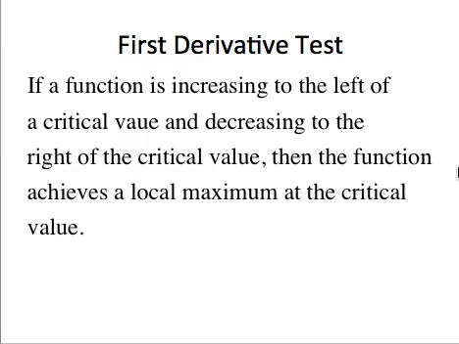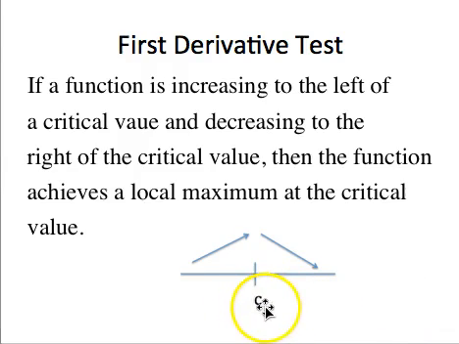So here's our first derivative test. If a function is increasing to the left of a critical value and decreasing to the right, then we have to achieve a local maximum at that critical value, highest number in the neighborhood. Here's a way to think about this. If our critical value is c, it's increasing to the left and decreasing to the right, then c will be a maximum.